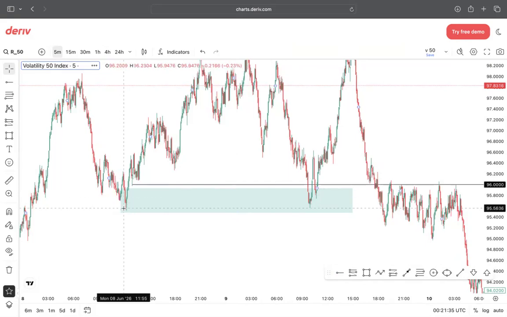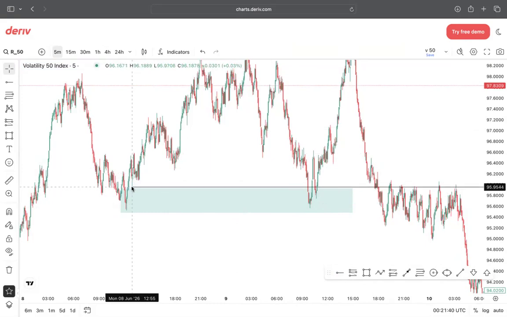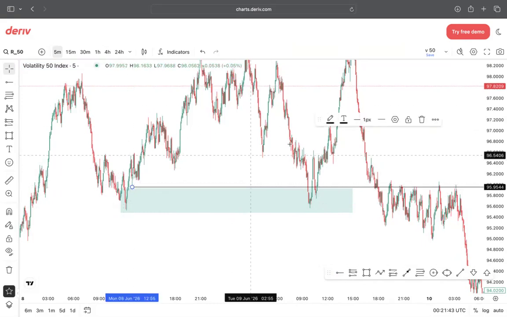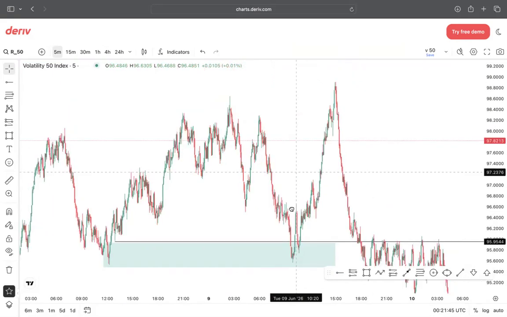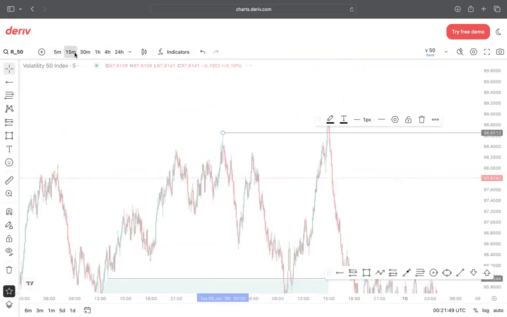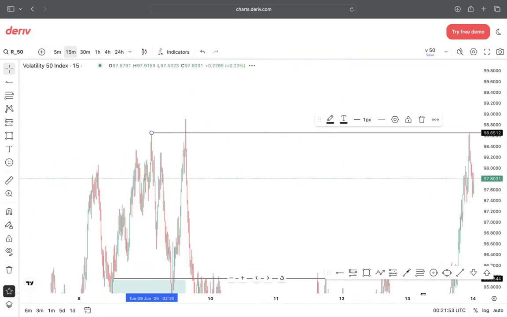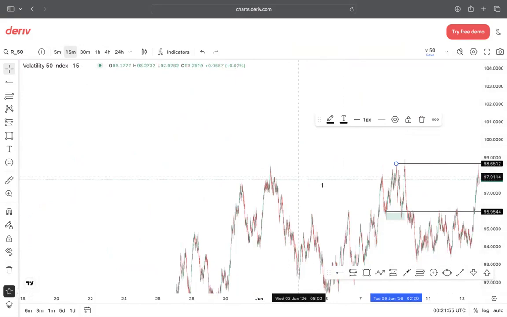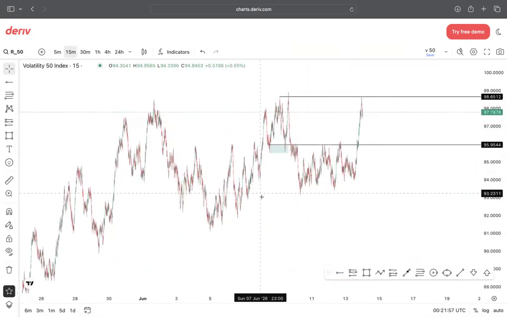So we had a sweep here, and then we had a break of structure to the upside, which reveals where price is supposed to go to, a structural point to be taken out, and then we had full take profits. Full take profits, guys.